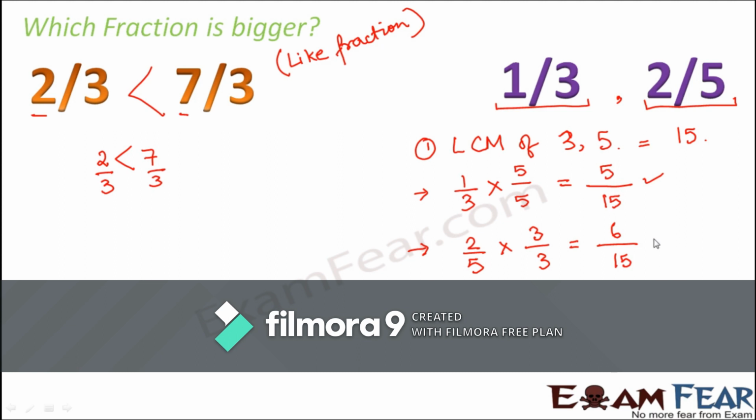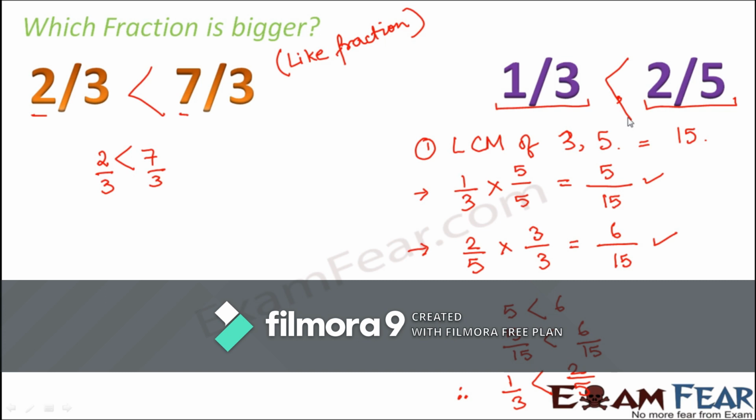Now it is very easy to compare these two values because you have the same denominator, and in the numerator 5 is less than 6. Therefore 5 by 15 will be less than 6 by 15, and therefore 1 by 3 is less than 2 by 5. So we can say 1 by 3 is less than 2 by 5. So in this way we can compare two fractions.